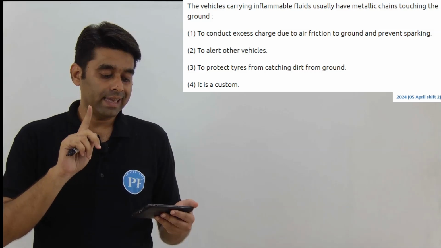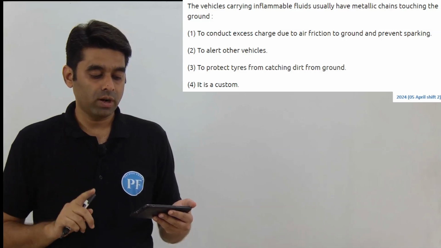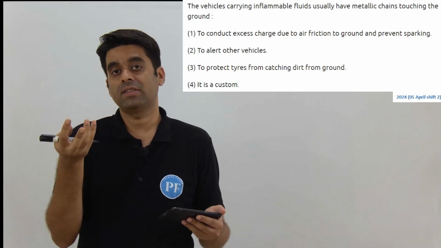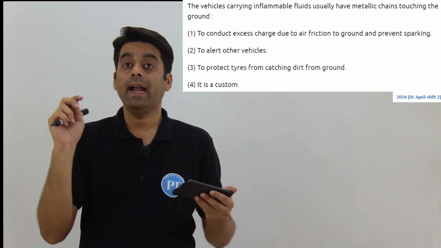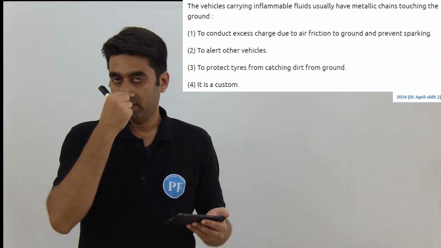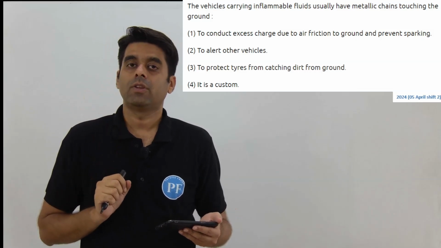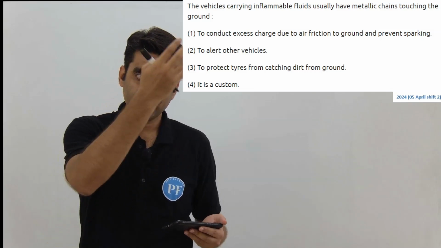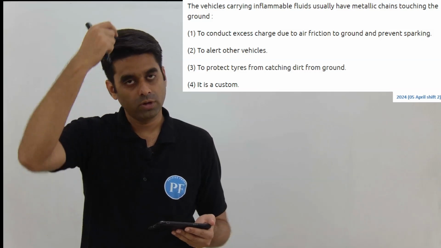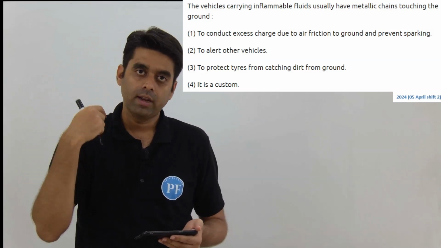To conduct excess charge due to air friction to the ground and prevent sparking. Yes, due to air friction, there is a possibility that charges can accumulate and it can cause some fire. So therefore the answer for this is option number 1, such that the charge can move through the chain to the ground. This is the whole process. The reasoning is right. Let's move ahead.